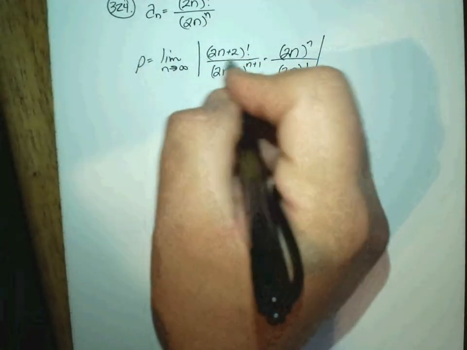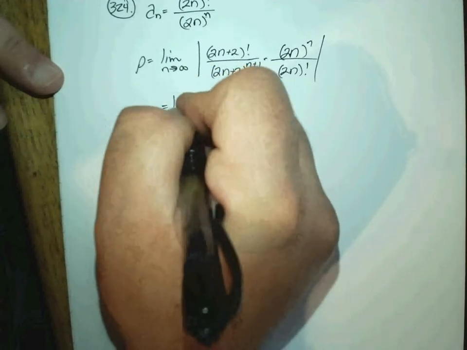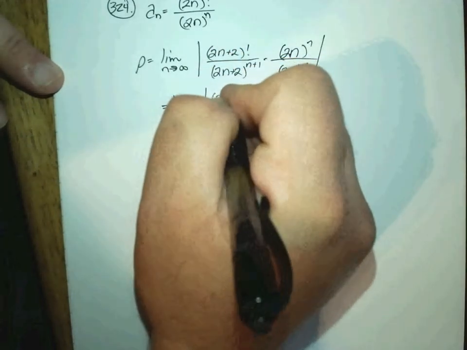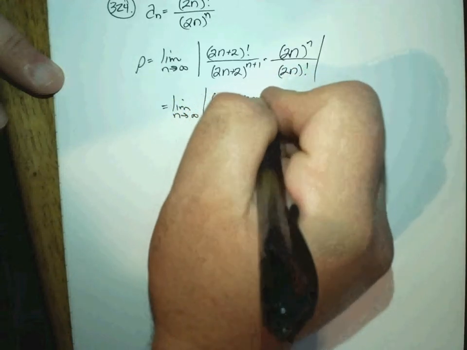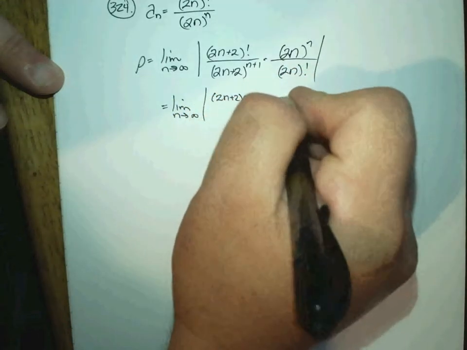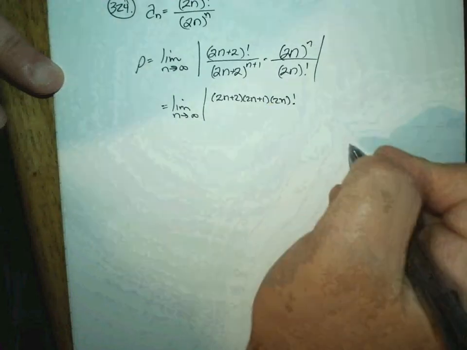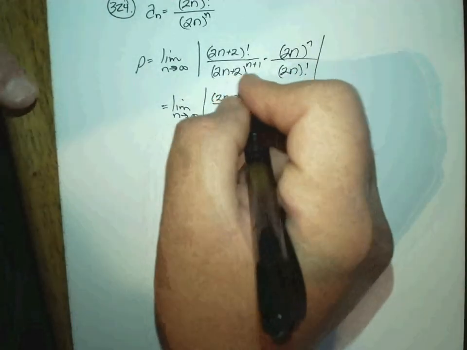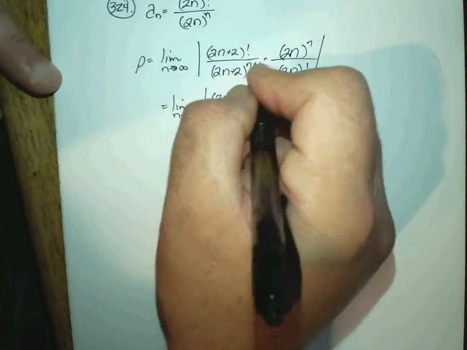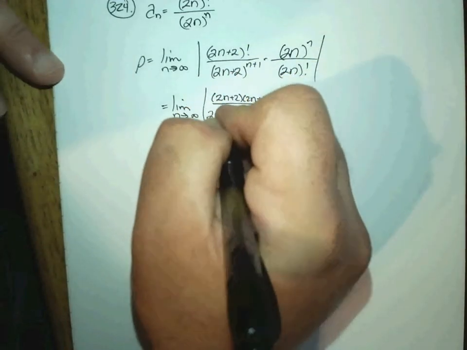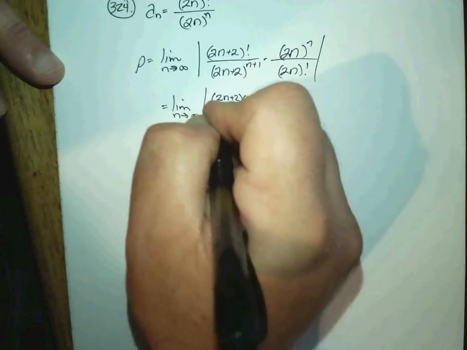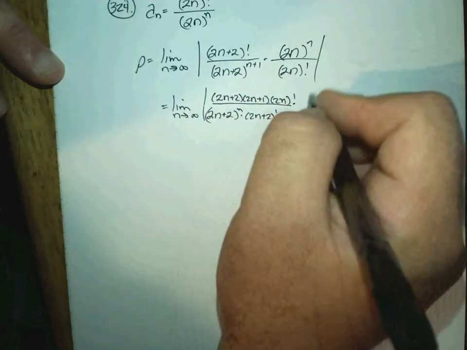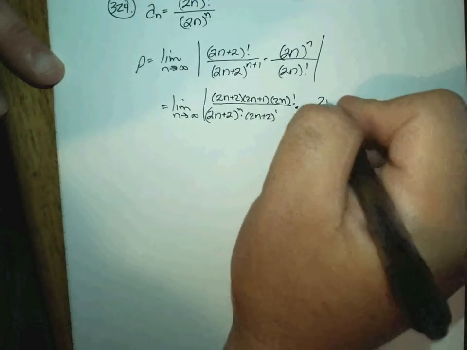And now to simplify, you simply think about how does the factorial work? Well, when we say 2n plus 2 factorial, we mean 2n plus 2 times 2n plus 1 times 2n, and as long as we go, whenever we want to stop, we can put a factorial. Now in the bottom, 2n plus 2 to the n plus 1, that's 2n plus 2 to the nth power times 2n plus 2 to the 1 power.